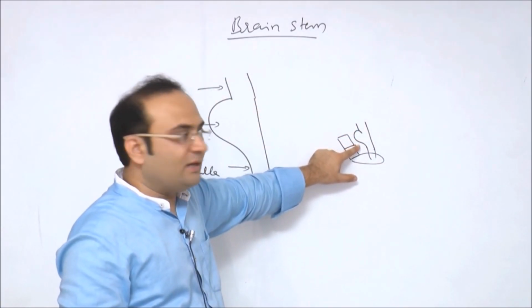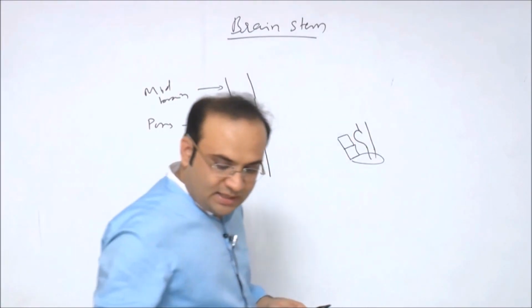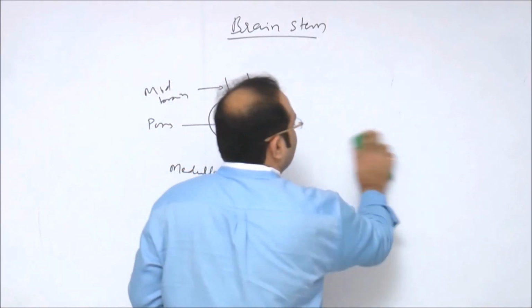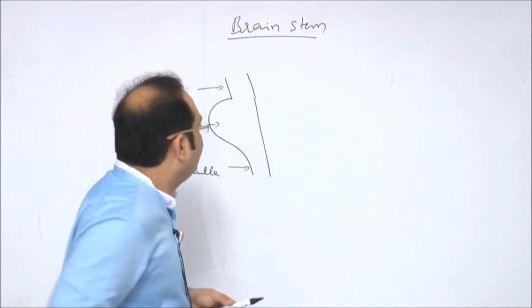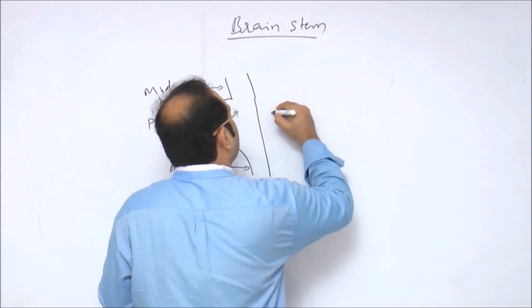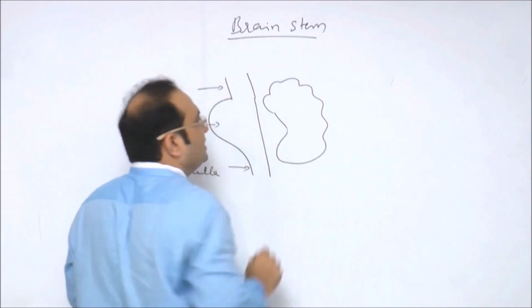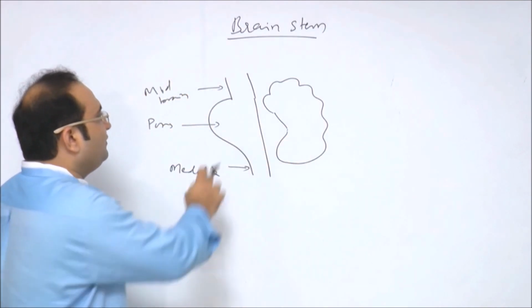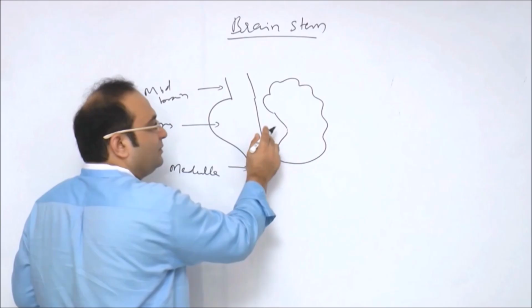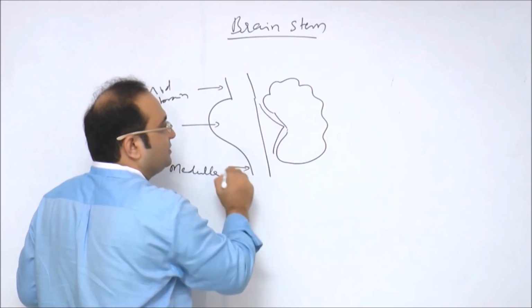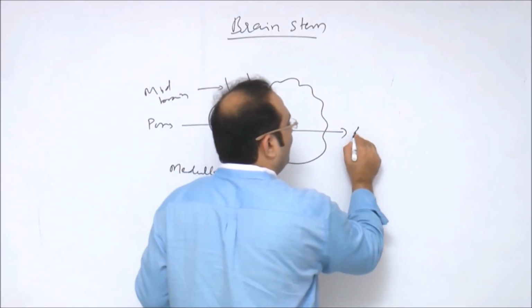It is located on the clivus, and posteriorly the brainstem is related to the cerebellum. So this is the cerebellum. Between the brainstem and the cerebellum there is a cavity. This cavity is called the fourth ventricle.